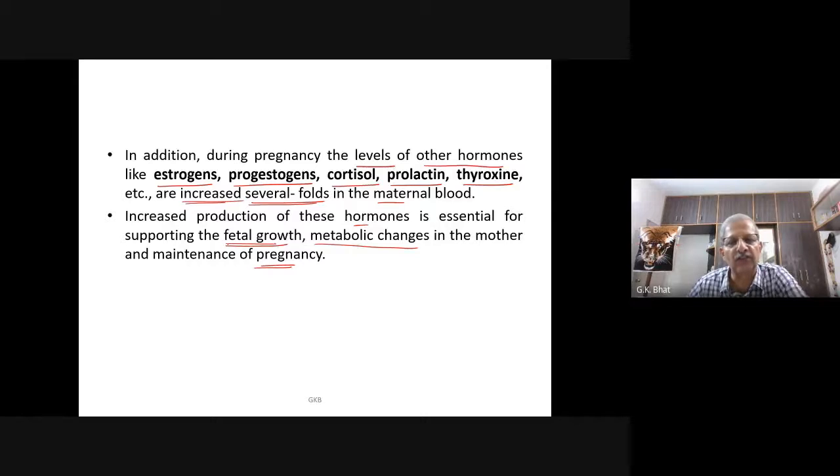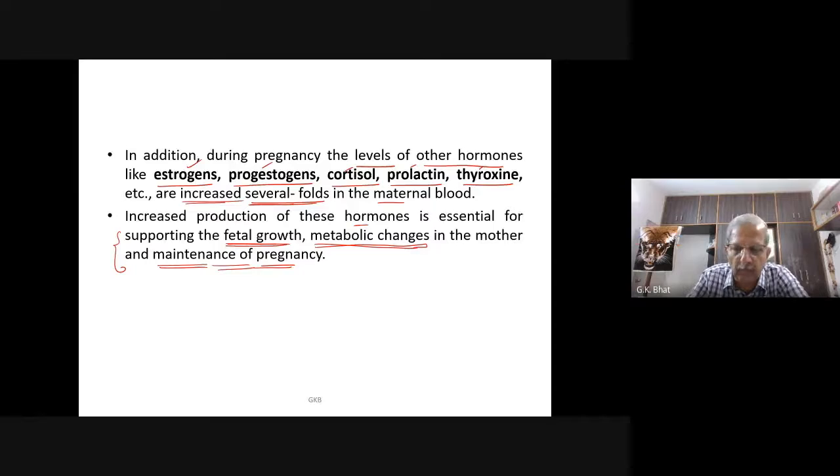Because of these three reasons, on one hand, there should be growth of the fetus. On the other hand, there will be a lot of metabolic changes in the mother. And on the third hand, there is a requirement of maintenance of pregnancy. Because of these reasons, there is a many-fold increase in the production of hormones like estrogen, progesterone, cortisol, prolactin, and thyroxine. So these are very important during the late phase of pregnancy.